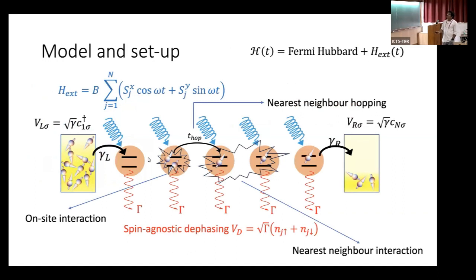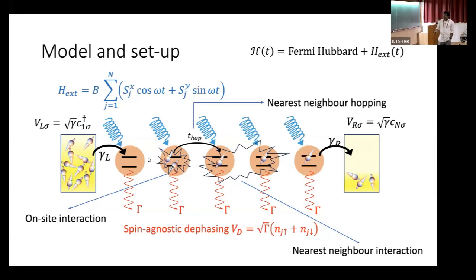So let me show you the model and the setup. I have a Fermi-Hubbard model. I drive it externally with a local Zeeman-type circularly polarized drive. I have hopping of electrons from one side to another, on-site interaction, and nearest neighbor interaction. I also have something called spin agnostic dephasing. It means that it's measuring the number of particles, the total number of upspin and downspin electrons, at a rate square root of gamma at each site.